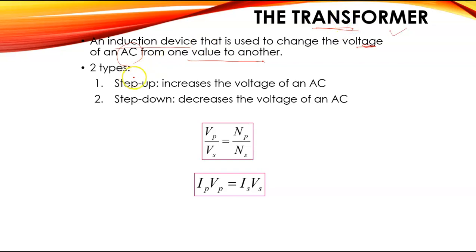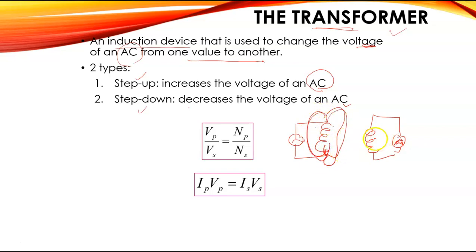Now there are two types of transformer. One is step up, which is used to increase the voltage of an AC, and the other is step down, which is used to decrease the voltage of an AC. A transformer consists of two coils, similar to the mutual inductance set-up, where you have a coil over here and a coil over here. This coil is connected to the power supply, and this coil is connected to the ammeter. When there is a magnetic field here due to the change of current, it will also transfer to the secondary coil. So there is a change of reading in the ammeter. Then I have a primary coil and also a secondary coil.